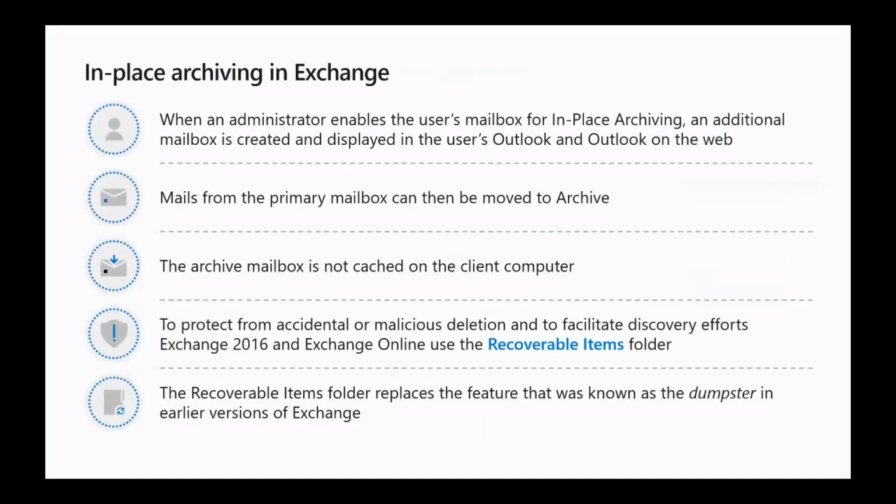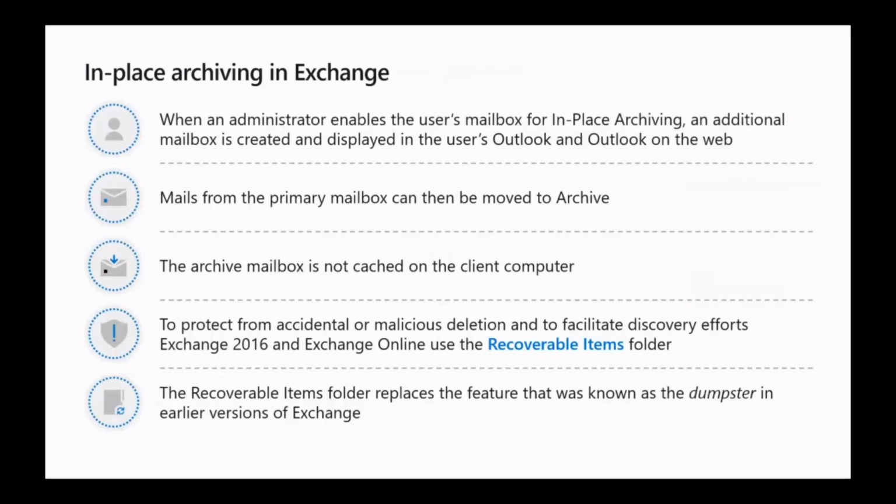In more detail, first, when an administrator enables the user's mailbox for in-place archiving, an additional mailbox is going to be created and displayed in the user's Outlook and Outlook on the web as well. Mails, in this case from the primary mailbox, can then be moved to archiving after a certain period of time.